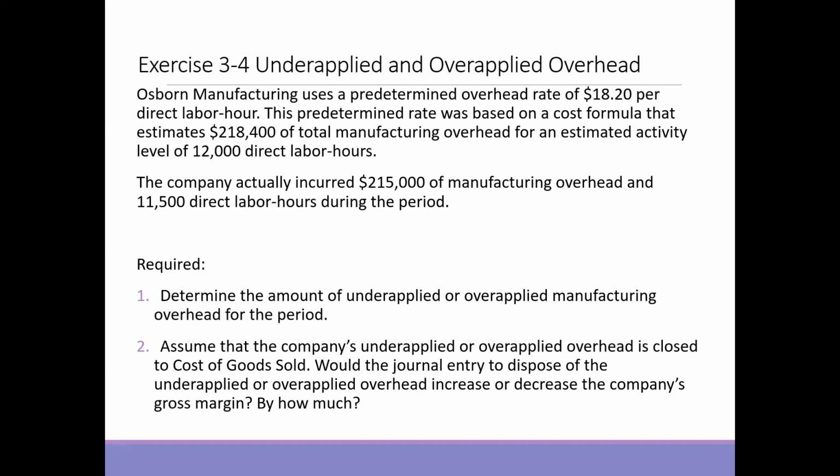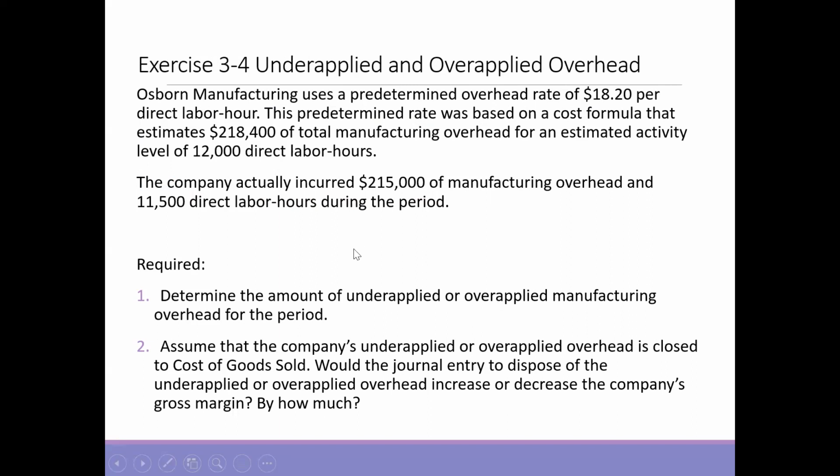Osborne Manufacturing uses a predetermined overhead rate of $18.20 per direct labor hour. This predetermined rate was based on a cost formula that estimates $218,400 of total manufacturing overhead for an estimated activity level of 12,000 direct labor hours. The company actually incurred $215,000 of manufacturing overhead and 11,500 direct labor hours during the period.